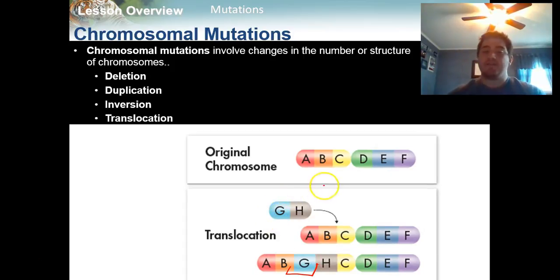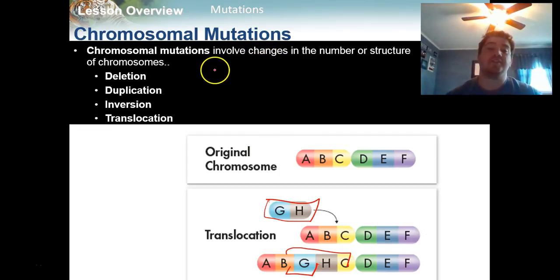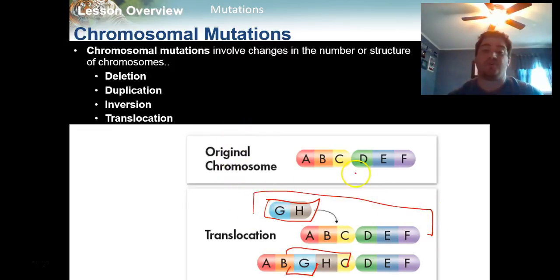And then finally, the next one is a translocation. Okay, so here we have A, B, C, D, E, F. And let's say we have sections G and H that come from a totally separate chromosome. Somehow they get snipped off and they end up between B and C here. So now we have A, B, G, H, C, D, E, F. Okay, a translocation. We're taking a chunk of chromosome from another spot and putting it into our chromosome. Okay, so these are our types of chromosomal mutations. And we see why they're called chromosomal because they affect this whole chromosome.